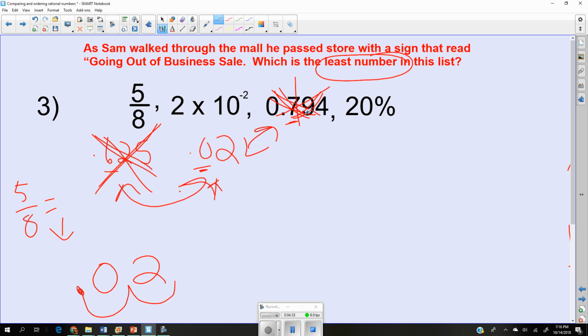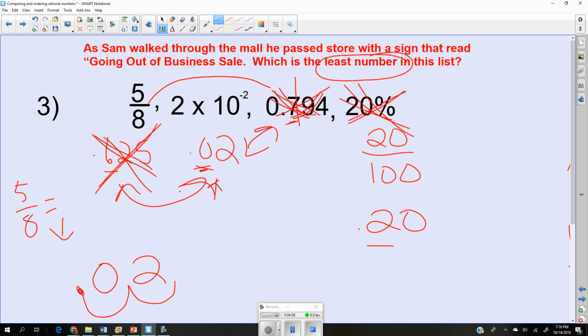Now finally the last one, which is 20%, which is 20 out of 100, which is 20 hundredths, or 0.20. So we have the 2 and the 0. The 0 is less than 2. Therefore, we are done with that one. So we have the smallest number, and the answer would be 2 times 10 to the negative second power. If you need to go back and rewatch the video, do so. Okay, so that was number 3. That was a quick one.